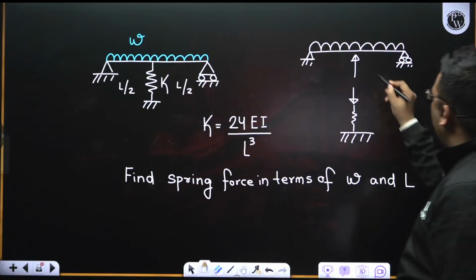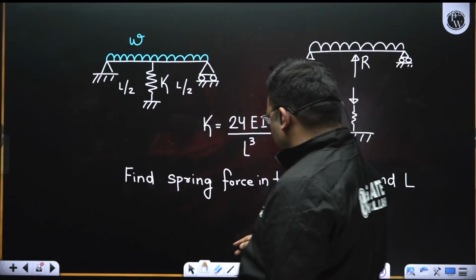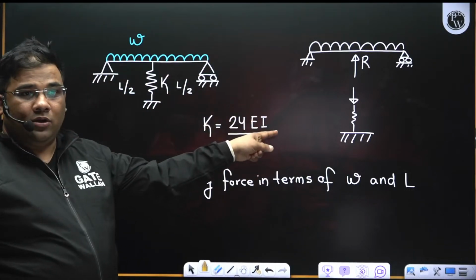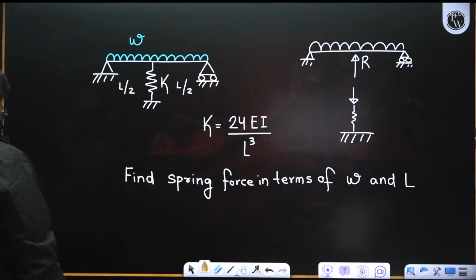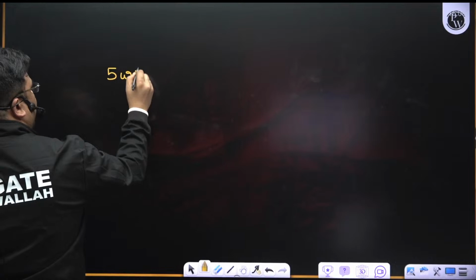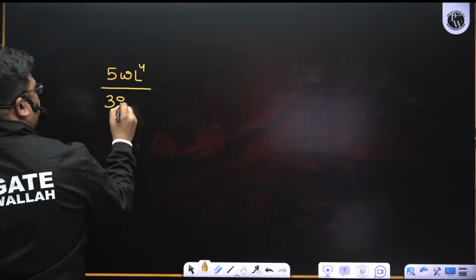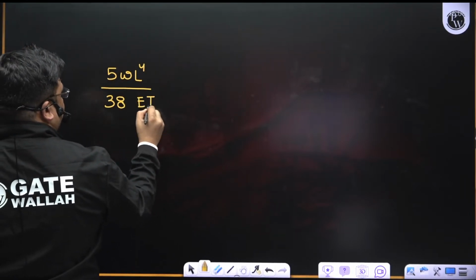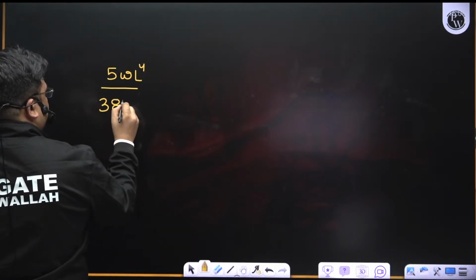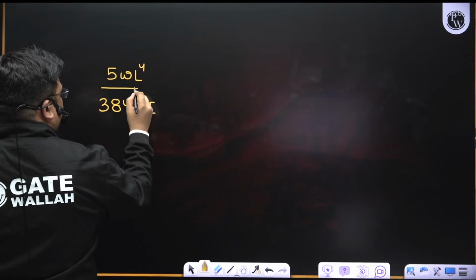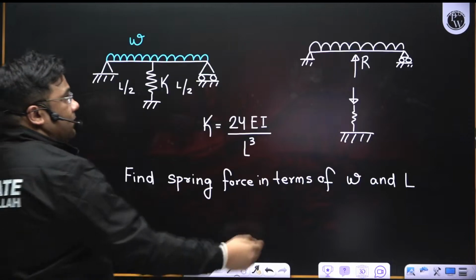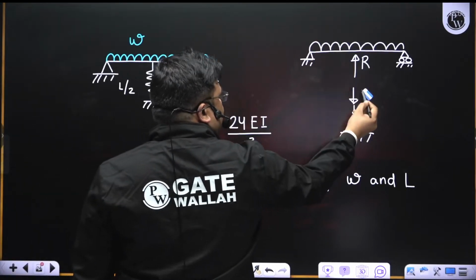Yes. So now you see, the central deflection of the beam is equal to the compression of the spring, right? Now what will be the central deflection of the beam? Due to UDL, it will be 5WL⁴ by 384EI. And then there is an upward reaction R.